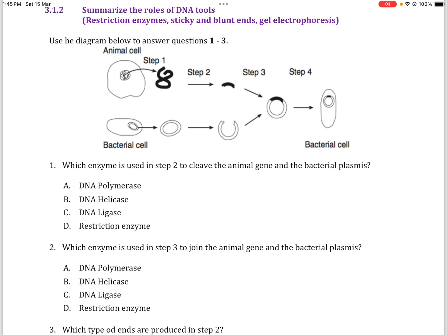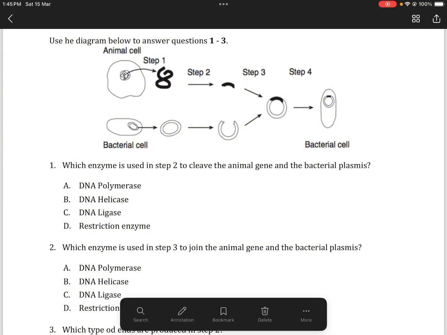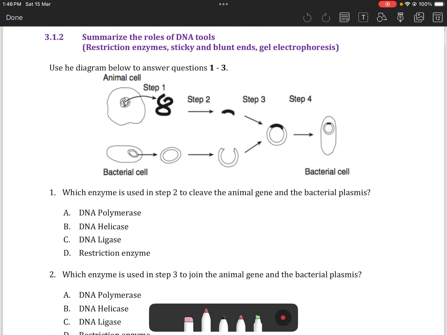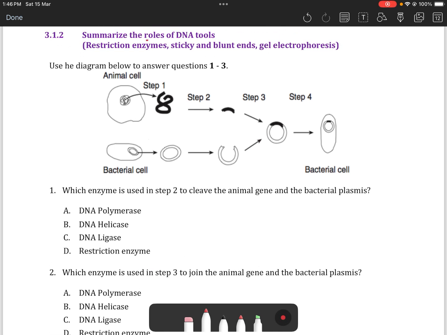Hi everyone. Today we will revise the topics, and the first topic that we are going to revise is DNA technology and human genome. So the first KPI 3.1.2 talks about the role of DNA tools. So first of all, we need to know the DNA tools.